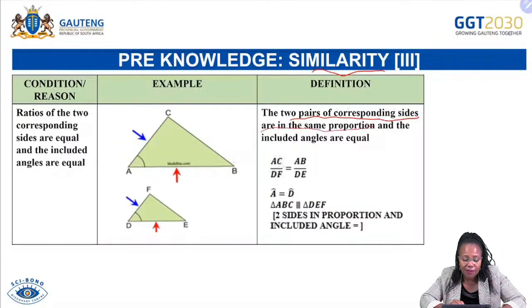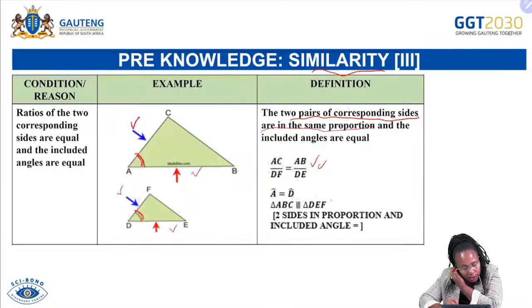That means you are given that AC over DF is equal to AB over DE. As you can see, that is given as being in proportion there. And then you are also given that angle A is equal to D. Look at the angle. It must be the angle between the proportional sides. And therefore, the two triangles are similar. That is another condition. And the reason will be two sides are in proportion and the included angle is equal.